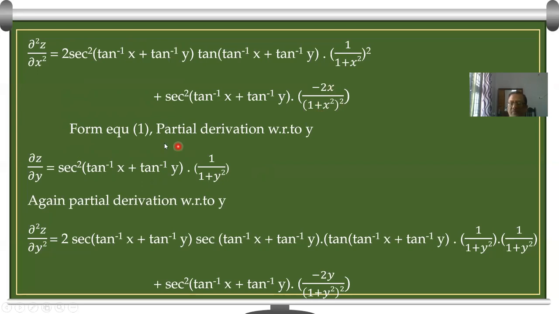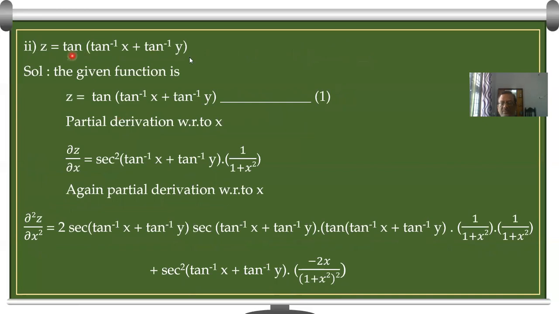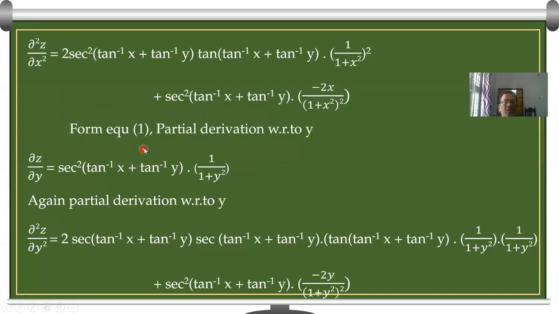Okay. After that, it is the second order partial derivative value with respect to x. Now, I am taking the function as it is, from equation 1, and operating partial derivation with respect to y. That is dou z by dou y. What is the function? Tan. Tan derivation is sec square. The inner function is the same as it is, tan inverse x plus tan inverse y. Now the inner function derivation.